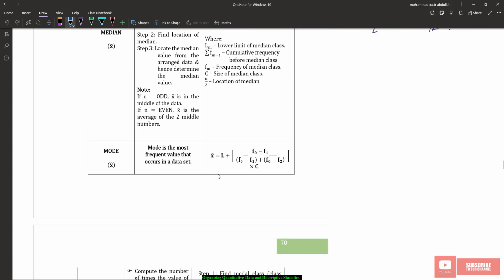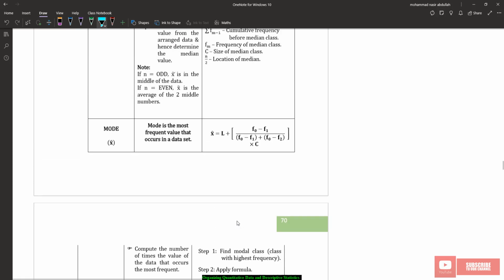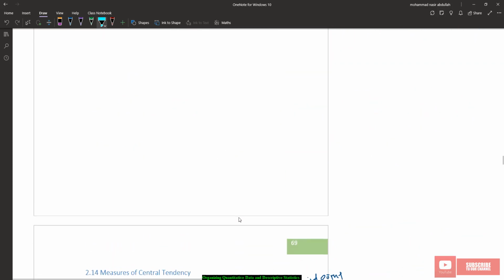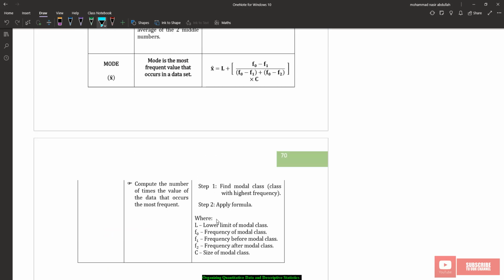So let's look at the definition of mode. Mode is the most frequent value in the data set, right? Mode is the most frequent value in the data set. So when we have ungrouped data, later we will look at the number that appears the most times, that is our mode, right?